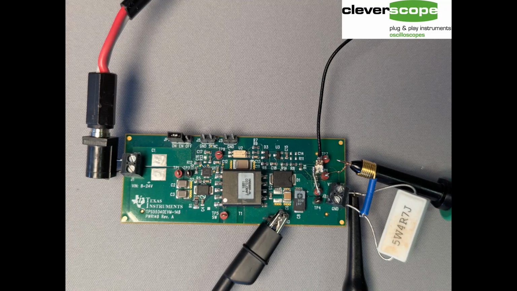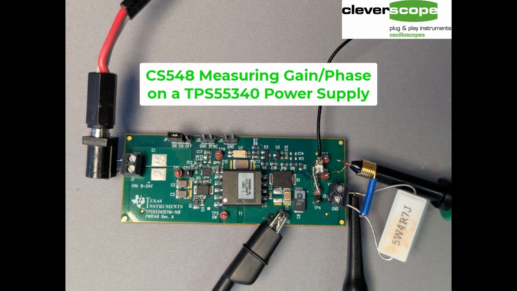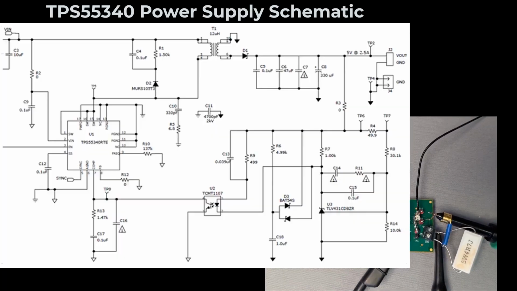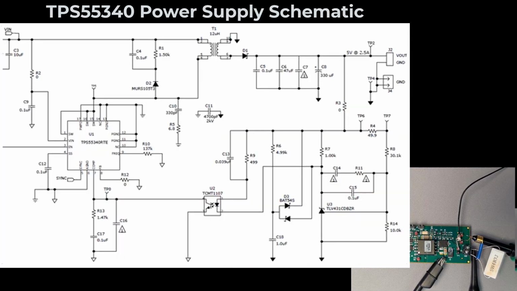Hi, I'm going to show you how to use the CS548 FRA system to measure the gain phase of a working TPS55340 power supply module. Let's get into it. This is the TPS55340 schematic.